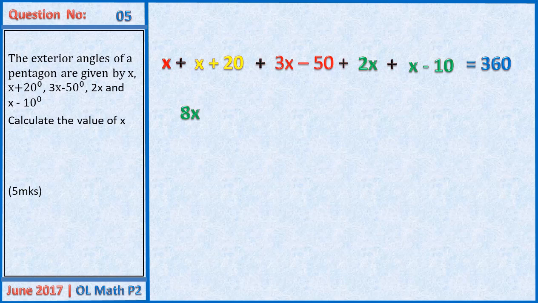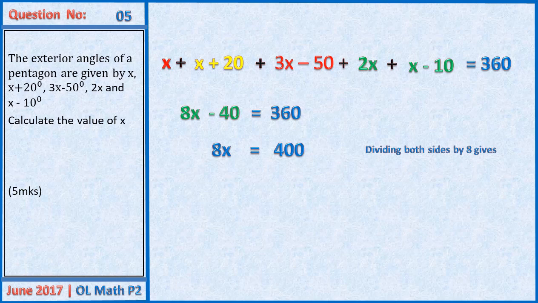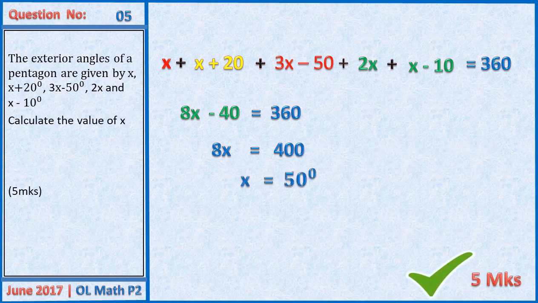Remember to put the degrees. And the sum of all of this is 8x minus 40, giving us 360 degrees. Bringing like terms together, we have 8x equals 400, and dividing both sides by 8 gives us x equals 50 degrees. So that's the value of angle x. Question 6.